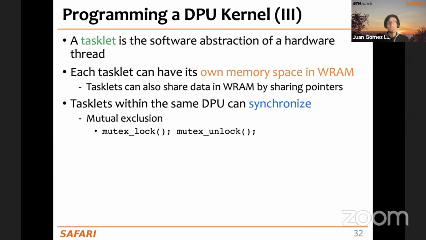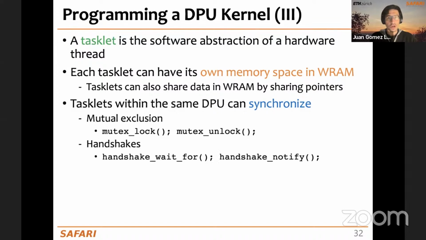So probably most of you are familiar with mutual exclusion. Here, what we essentially do is defining a critical section that can only be accessed by one tasklet that acquires one lock. And after acquiring this lock, this tasklet can execute the critical section, and then it releases the lock by using this mutex unlock, right? And after that, another tasklet can acquire the lock and execute the critical section and then release it and so on. So this is a well-known way of synchronizing different threads in parallel programming.